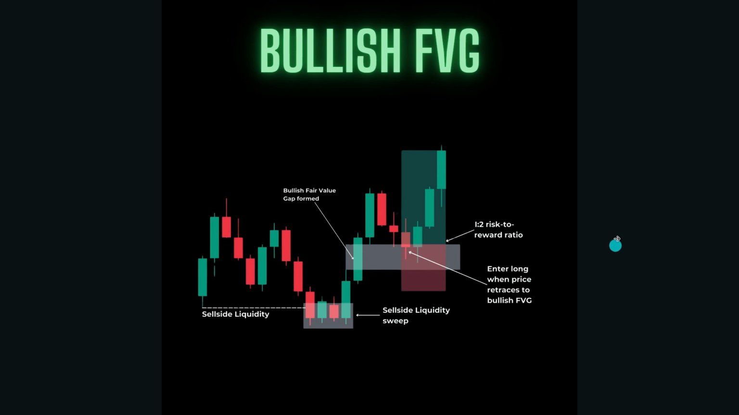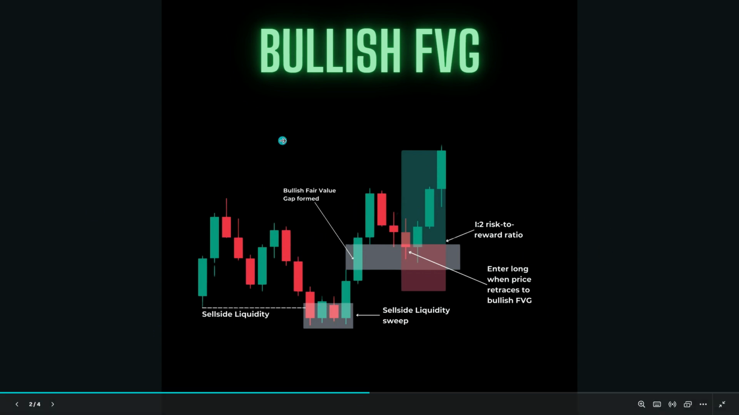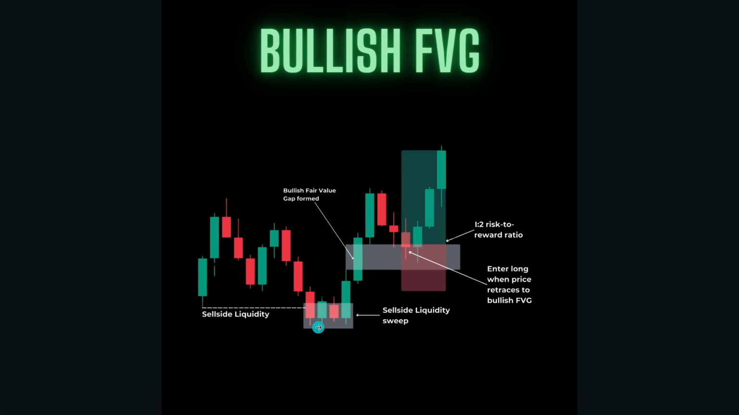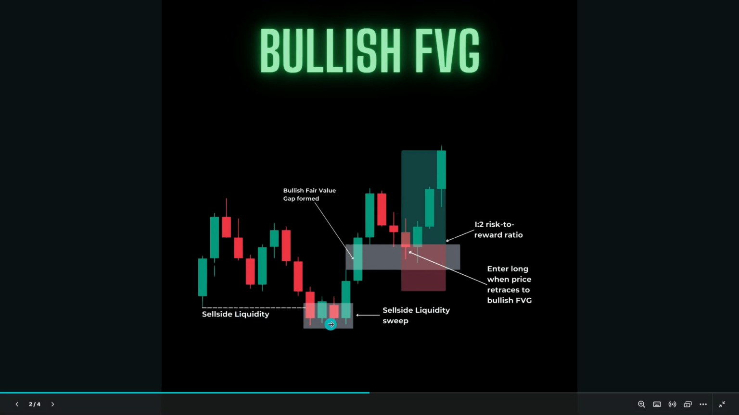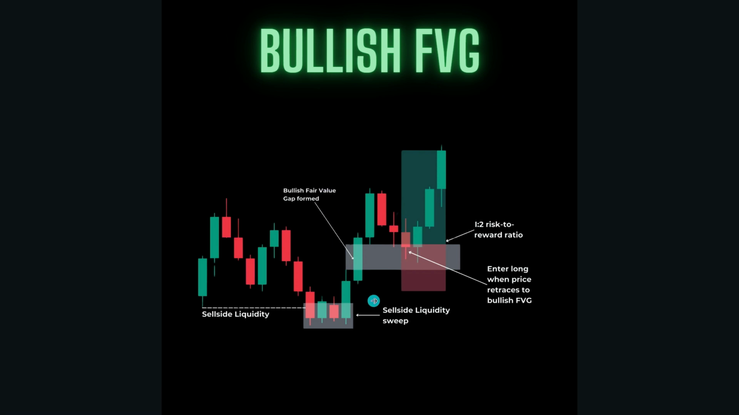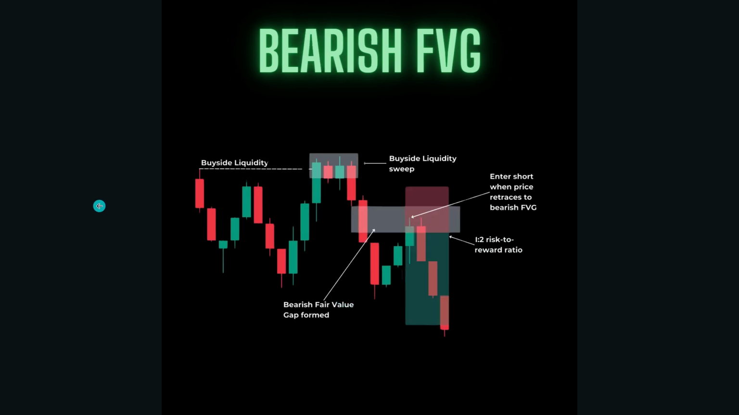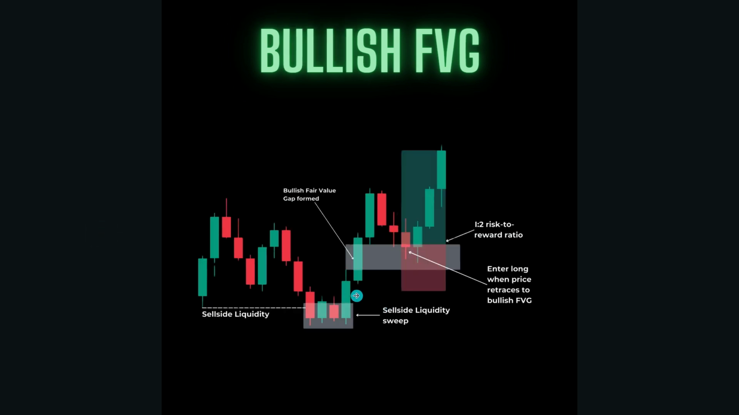Basically what this strategy entails is you're going to have a few things that have to set up, right? You're going to have sell side liquidity, which is like a low. On this specific bullish fair value gap, it's sell side liquidity, which is a sweep of a low, a sweep of the sell side, right? And then you're going to get a bullish fair value gap formed once we bounce out of that sell side liquidity. And right in here, you see you got candle one. Sorry, so you got candle 1, candle 2, and then you got candle 3.